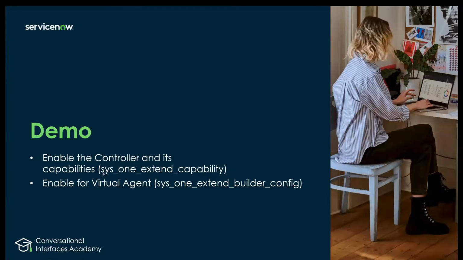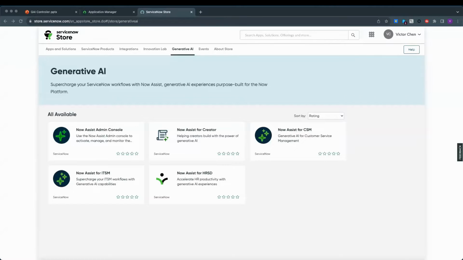So let's jump right in. I'm going to stop my screen share, switch to my instance, and we'll get right on it. The first thing we're going to show is the store. This is where, once you've purchased a Now Assist SKU, which does entail an additional cost, as all SKUs do, you can download or install any of these plugins, or store apps, and they'll all have the controller.